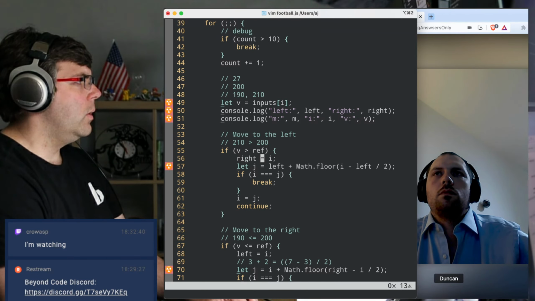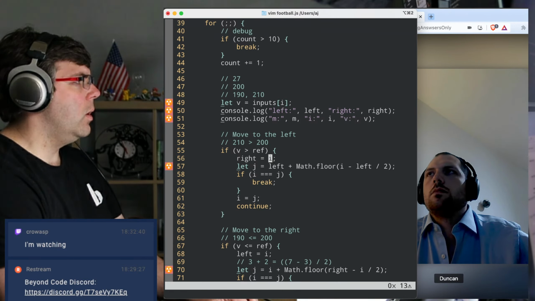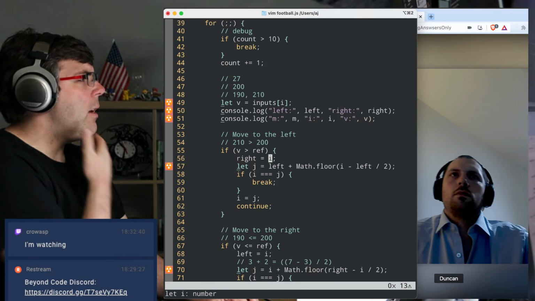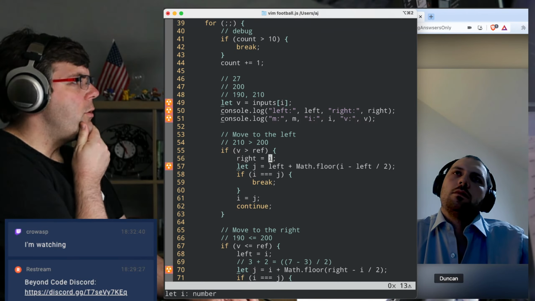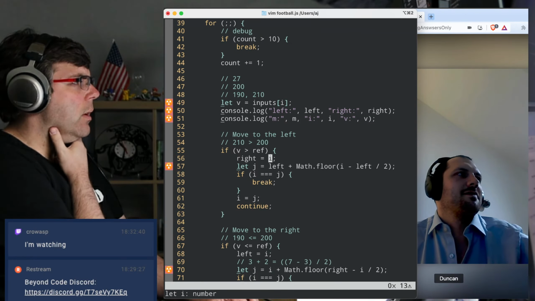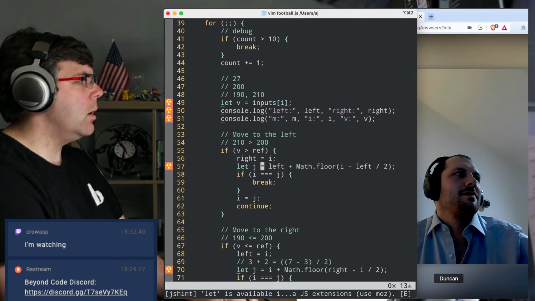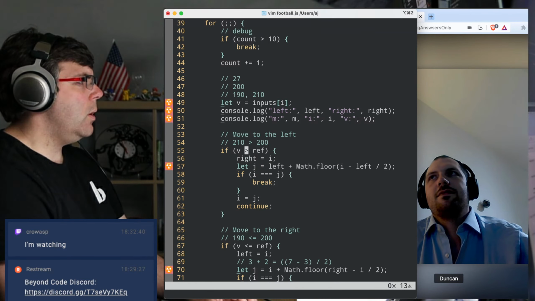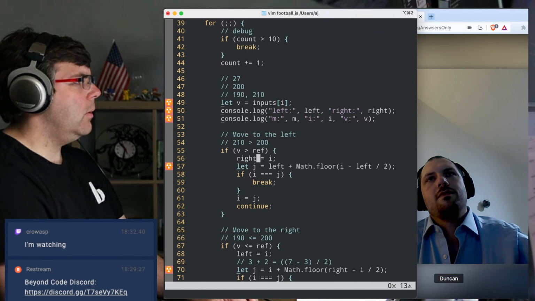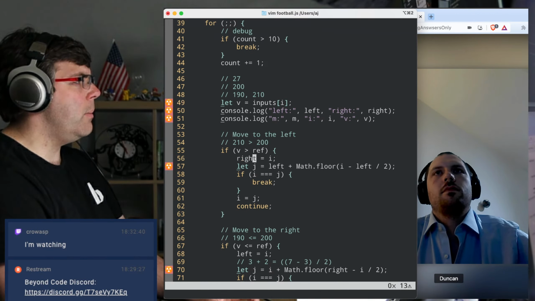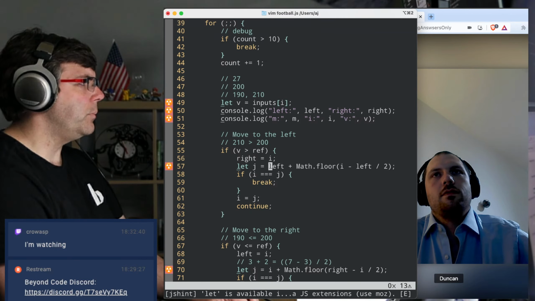But we want to move it to the right. Oh, I think I might have missed having, no, we shouldn't have to have, I think this is wrong. So let's say that I is equal to 1, so right is equal to 1, but right was already equal to 1 because there was only 2 in the array in the first place.